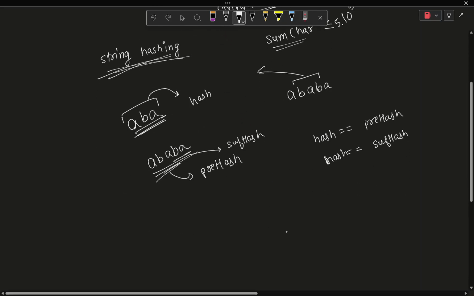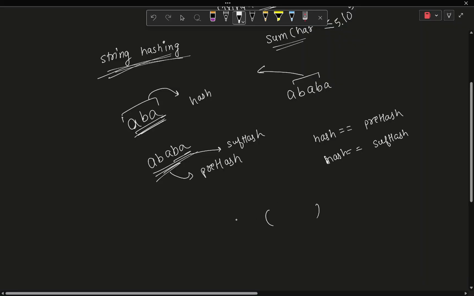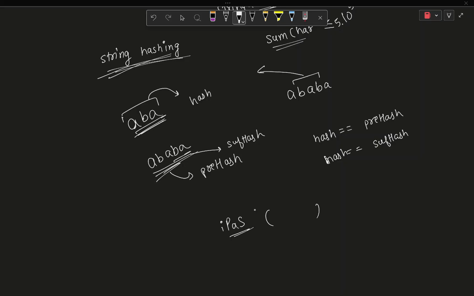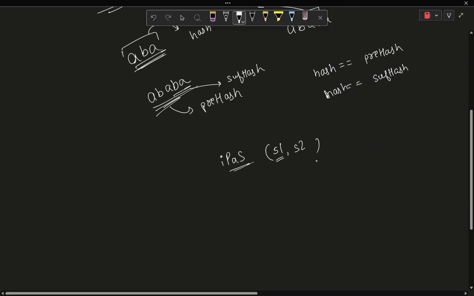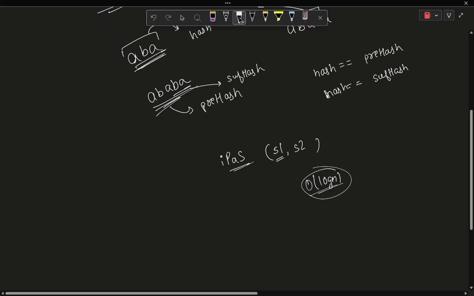So in the function we had, is prefix and suffix, I'm for now calling it is prefixes and suffixes, just writing this function in short form. You have two strings s1 and s2, and you want to check if the string s1 is a prefix and suffix of s2 or not. Now the time complexity it will take is only going to be big O of log n, something like that. It won't really be dependent upon, or equal to, big O of n1, where n1 is the length of the string. It won't be that much.